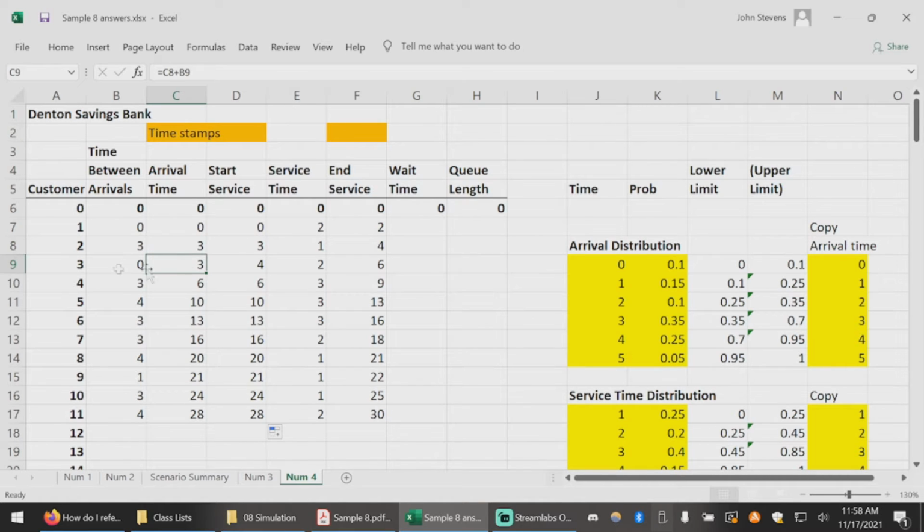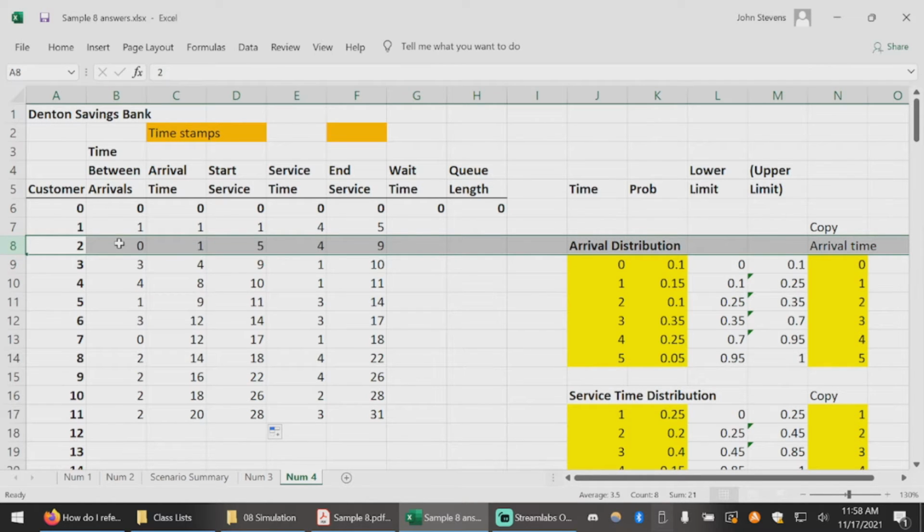Right? Customer 3 arrives at minute 3, but the previous person is still taking all the way to minute 4, so they have to wait to minute 4. Does it happen again? Not really. It's not that common, is it? I see one more, but I'm pretty confident in my formulas. Over here, yeah. Okay, one more. Customer 2 arrives at minute 1, but customer 1 is still in service all the way to minute 5, so they have to wait to minute 5.